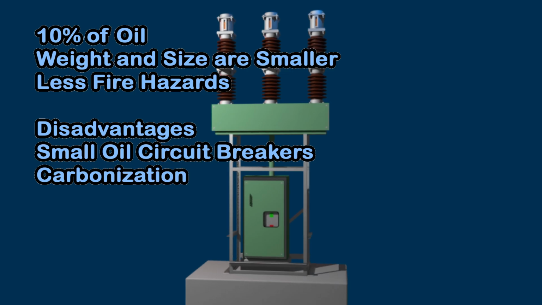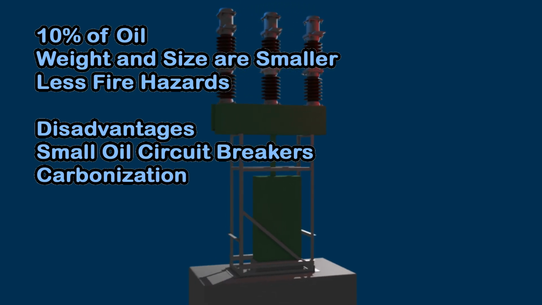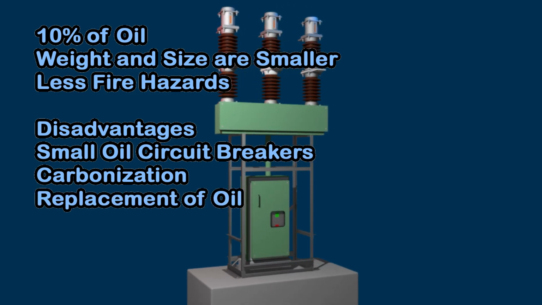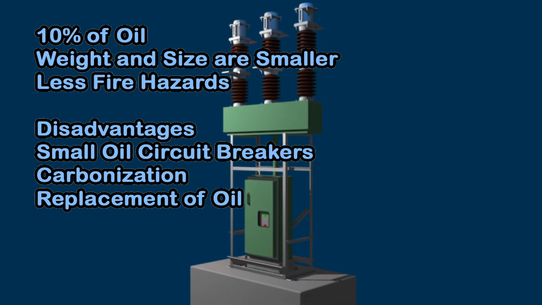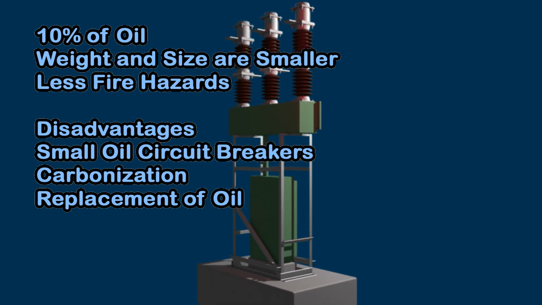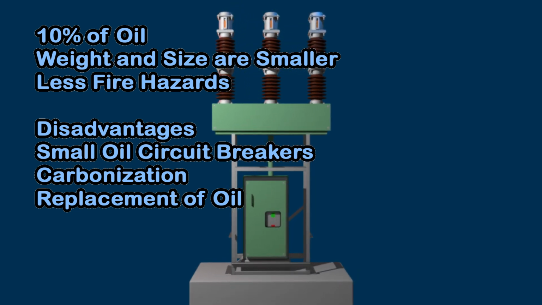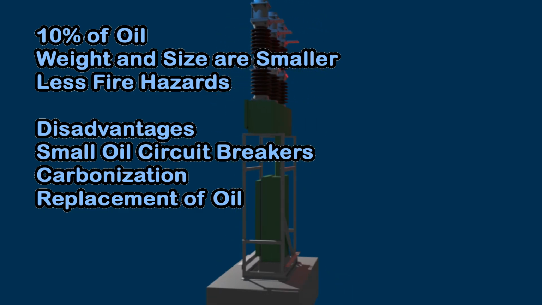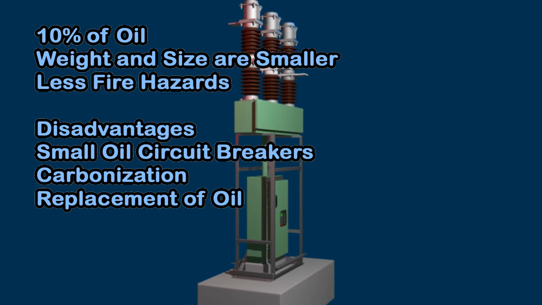First, carbonization also occurs due to the decomposition of the oil during an arc in the minimum oil circuit breaker. Therefore, replacement of the oil after certain faulty operations is also required in the minimum oil circuit breaker. Although this replacement is much easier than that of the bulk oil circuit breaker, because of the lesser quantity of oil to be replaced, it still suffers from fire hazards. However, the chance of fire hazard is lesser than that of the bulk oil circuit breaker.